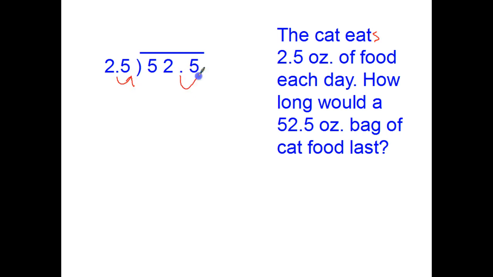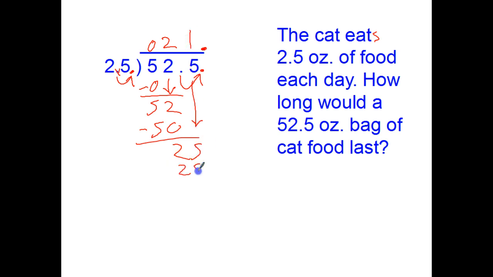Only moving my decimal point one spot. So now, how many 25s in 5? None. How many 25s in 52? 2 of them. How many 25s in 25? 1. So it looks like that bag of cat food would last for 21 days because they read it per day.